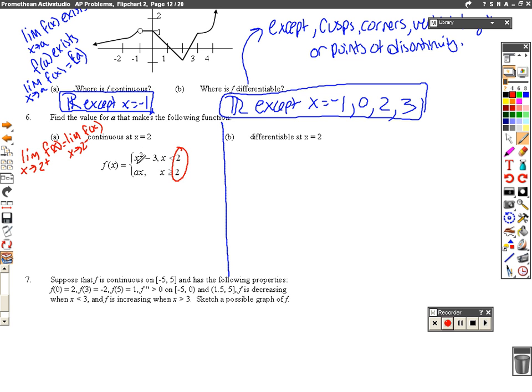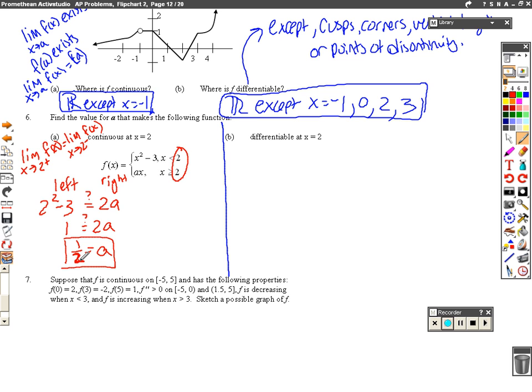So from the left, the function is approaching, let's plug in 2 squared minus 3, which is 4 minus 3, which is 1. And we need that to equal from the right, which is this part, which is 2 times a. So this will occur if a equals 1/2. All right.